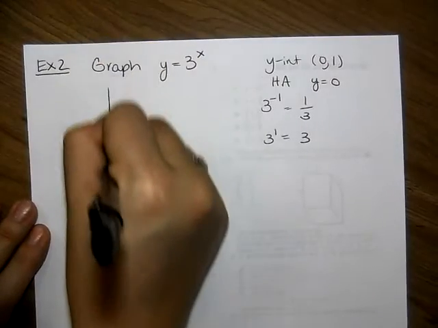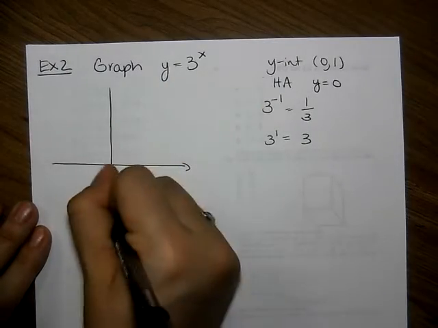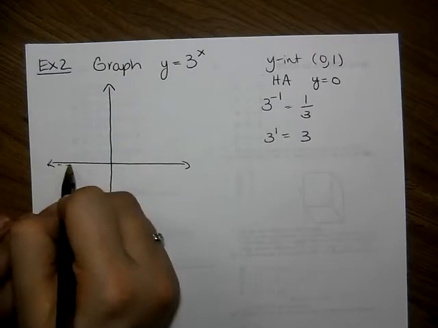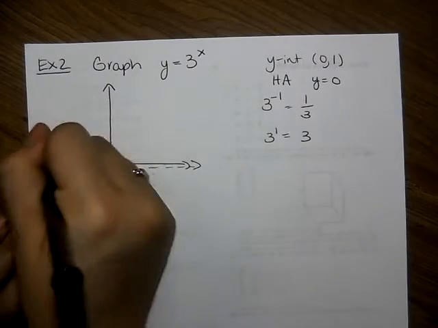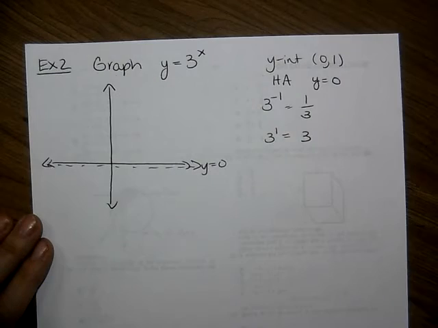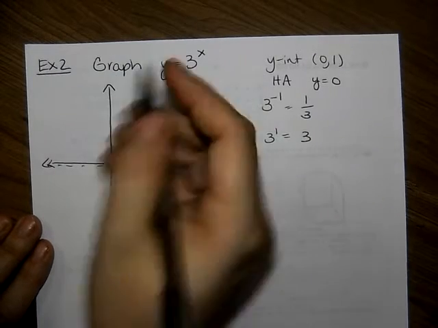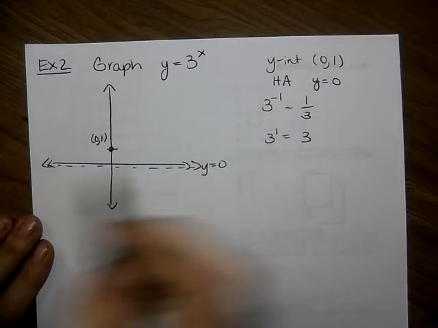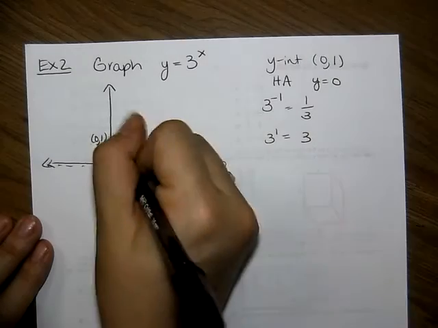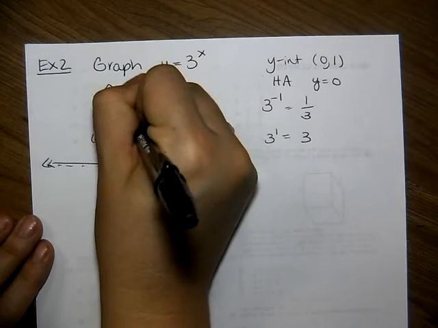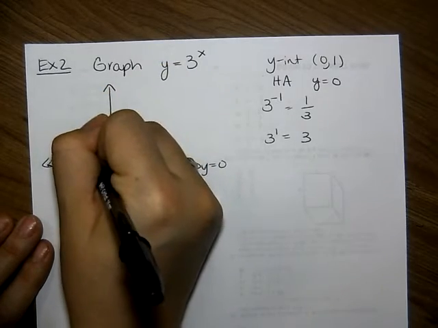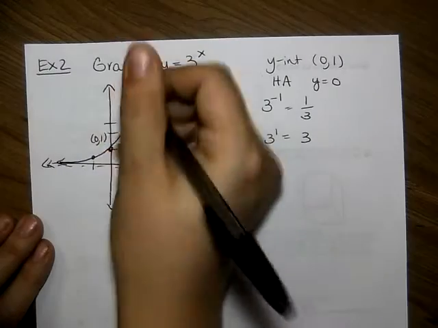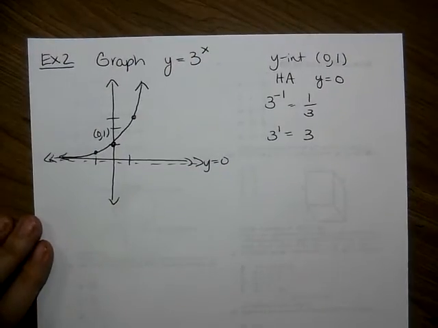So now let's take a look at the graph, and you can put it in your calculator if you want, but we're just going to do this by hand, just based on what we've talked about. So I know that there's a horizontal asymptote at y equals 0. I also know that it has a y-intercept of (0, 1). And then I just really found 2 points, didn't I? I found (1, 3) and (-1, 1/3).